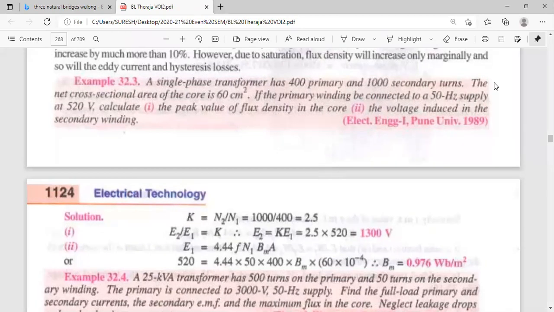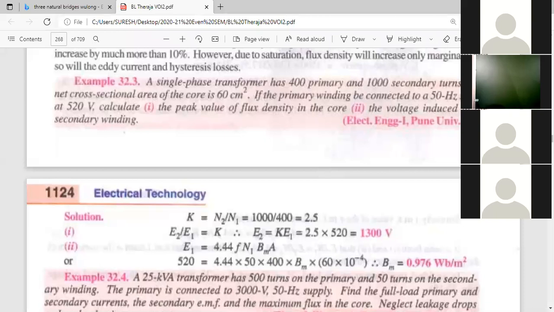Now see here. What is N1 they have given in the problem? 400 turns. N2? 1000 turns. E1? The primary winding is connected to a 50 hertz supply of 520 volts. Primary winding connected to the supply means primary winding is N1. N1 is connected to 520 volts.